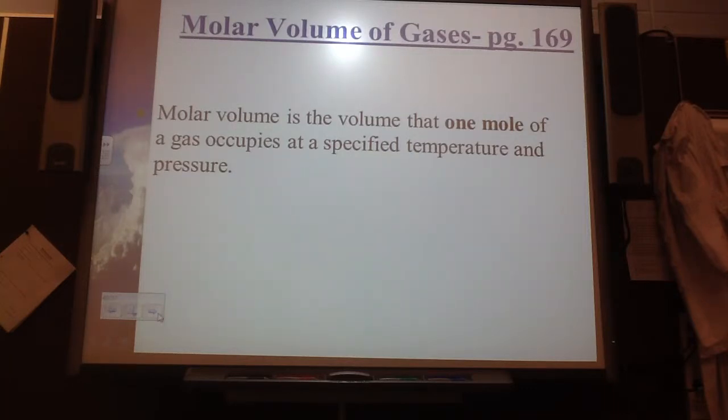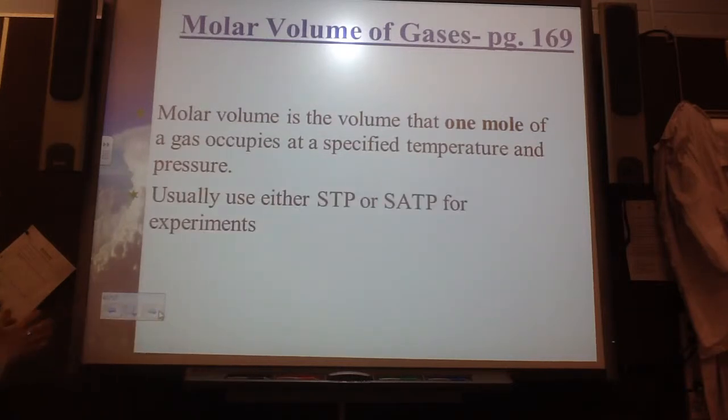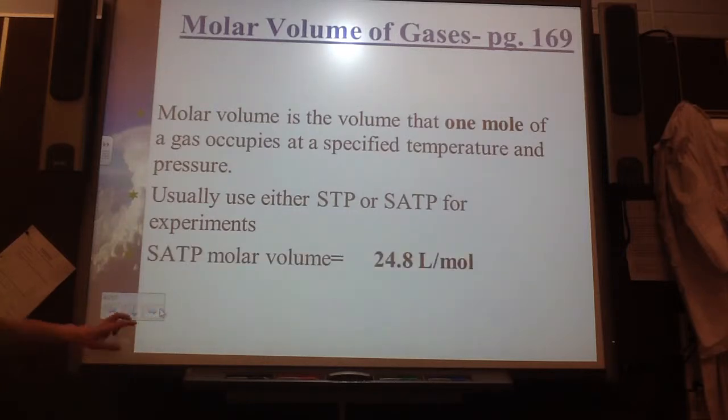So it's a very specific one, because solids and liquids don't have this type of rule, but because of the way gases behave, they do. This is usually either under STP or SATP for experiments. So your molar volume at SATP is 24.8 liters per mole. This is something that I want you to put on your memorization sheet. So even though there's not a spot for it, write that on your memorization sheet.